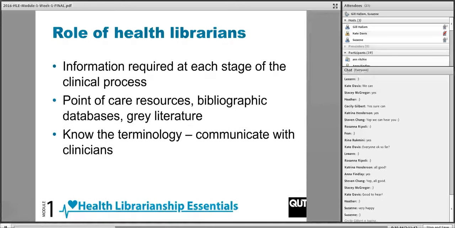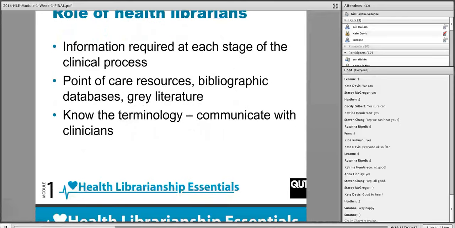Suzanne and Cecily are typing. That's great. That's all good. Okay, well, let's move on, to make sure that we make the most of the time that we have available.